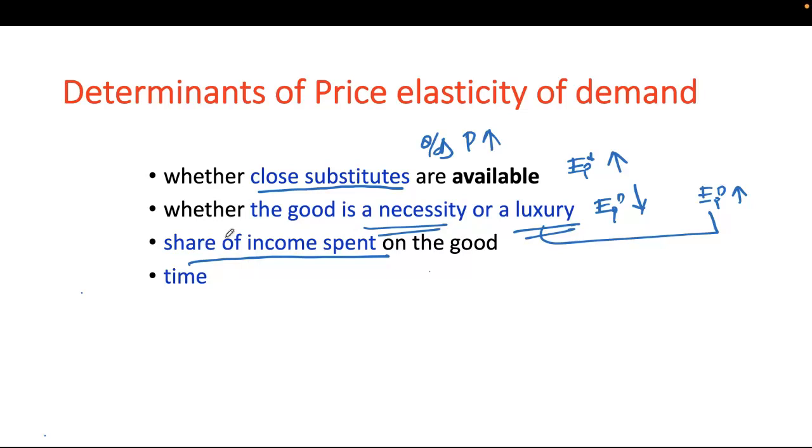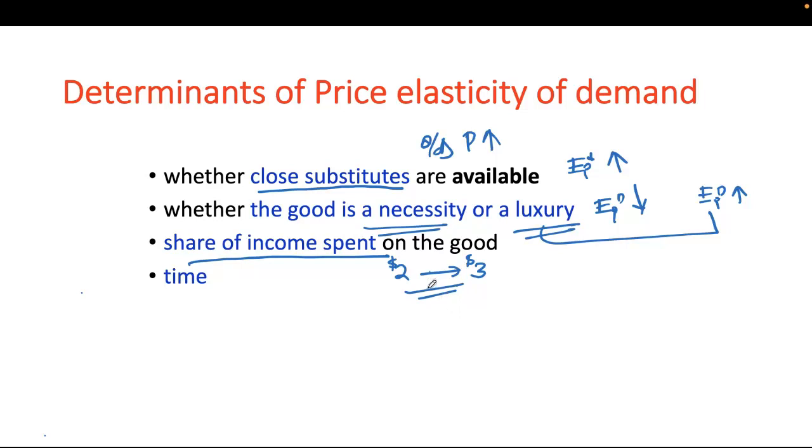If the share of income spent on the good is relatively large, so a big chunk of your income is going into that particular good or in order to purchase that good, in that case, the price elasticity of demand is also going to be relatively higher or bigger than 1. So for example, you can look at the example of table salt. A box of table salt costs you around $2, and let's assume the price increases to $3. That's a significant change in the price of this good, let's say 50%.